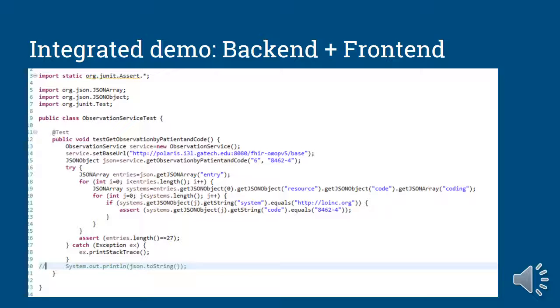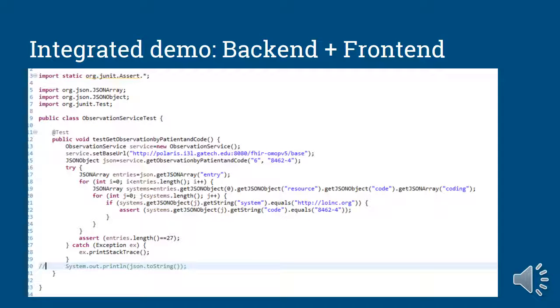But we do have some JUnit tests that get information from the FHIR servers in our application that we can show you. In this case, I'm showing a JUnit test that retrieves observation information from the server and validates that it is correct. In this case, I'm passing patient ID 6 and a LOINC code, which is blood pressure systolic, to the Georgia Tech FHIR server.